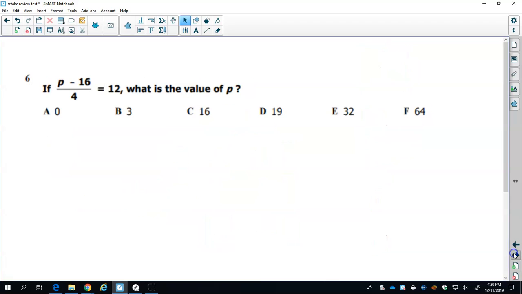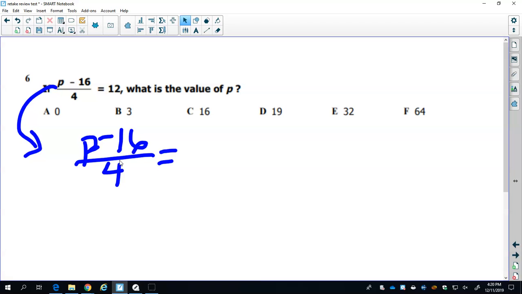Okay, let's look at number 6. All right, this is the one that gets a little tricky because now we have a grouping. So let's go ahead and get started with this problem. So I'm just going to rewrite it down here. So it's p minus 16 divided by 4 equals 12.